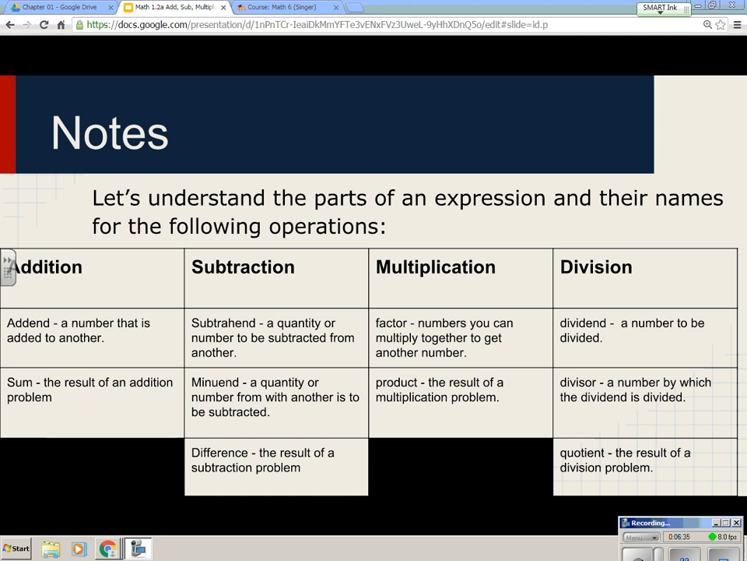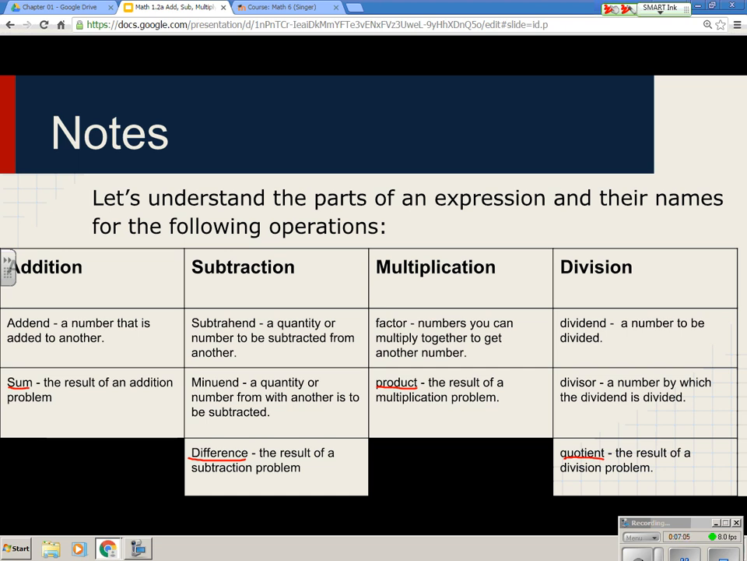So addition, subtraction, multiplication, and division. These are parts of expressions or equations. And I have all the words written down. Now some of these words you probably heard. Some this would be the first time. Now I know you know that for addition, sum is the answer to a problem. You knew that already. You knew difference means the answer to a subtraction problem. You know that product means the answer to a multiplication problem. And you know quotient is the result of a division problem.